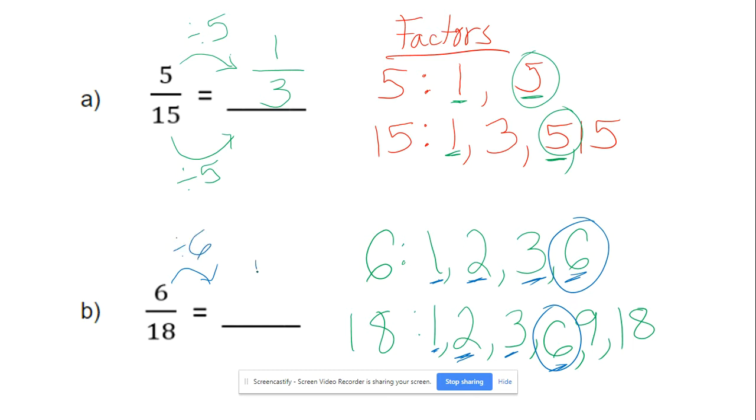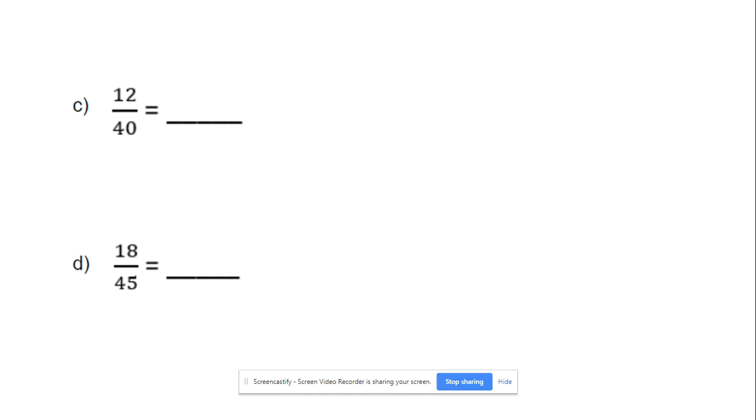6 divided by 6 is 1. And 18 divided by 6 is 3. Oh, wow, so we got 1/3 again. 6/18 is equivalent to 1/3. We're going to do two more problems. Same thing, 12/40. We're going to first write the factors of each number.